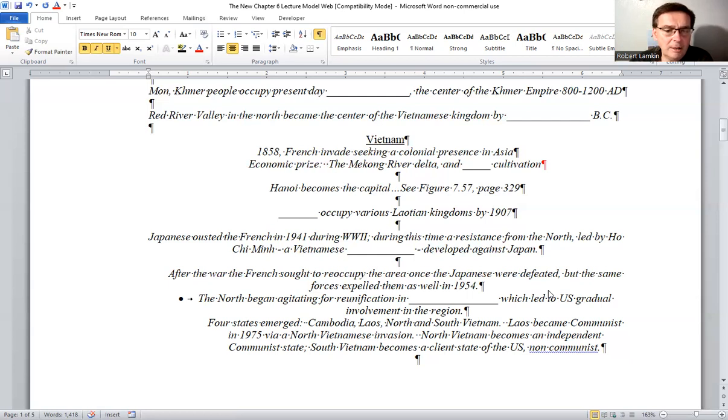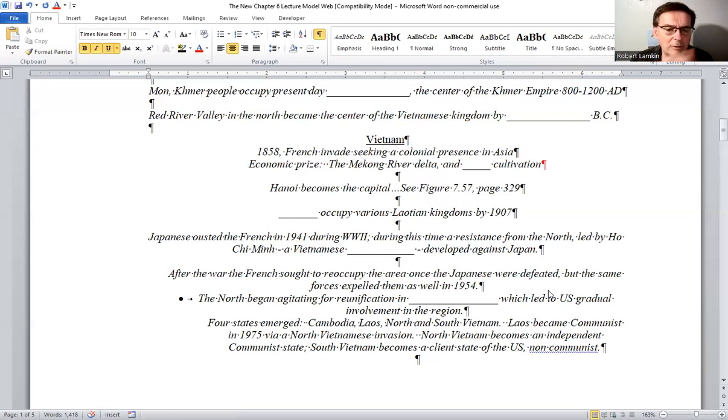And you can see figure 7.57, page 329, gives you a better look at that. But the French, they occupy various Laotian kingdoms too by 1907. Laos, the neighboring country to Vietnam.